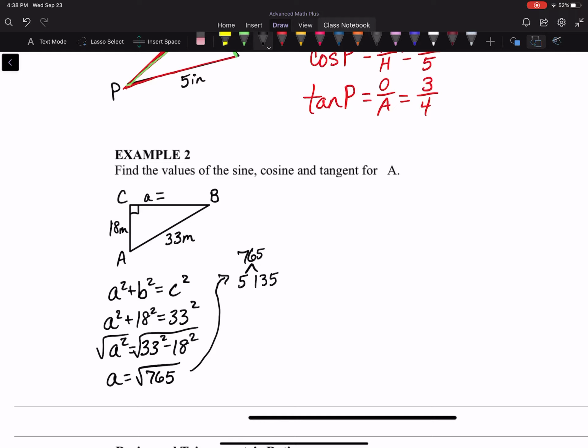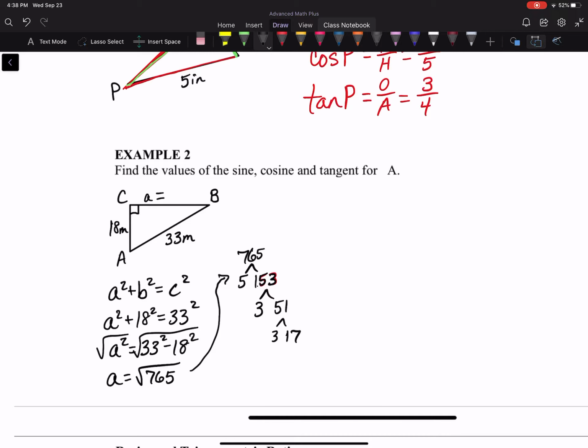765 divided by 5 is 153. I had them backwards. 153. Okay, so 153. 1, 5, and 3, if you add those up, they add up to 9, which is divisible by 3. So that means 153 is also divisible by 3. And if we divide that by 3, we'll get 51. 51 is also divisible by 3.